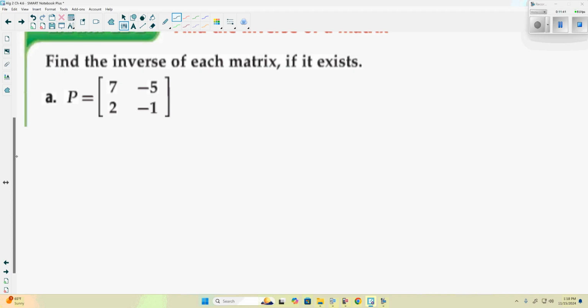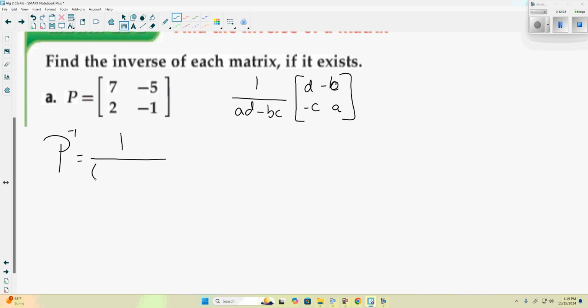So let's look at this here. We're going to find the inverse of it. The inverse is 1 over AD minus BC times D, negative B, negative C, A. So here, to find P inverse, we have 1 over, well, our A is 7, B is negative 1, minus negative 5 times 2. Any questions on how we did this first part here?